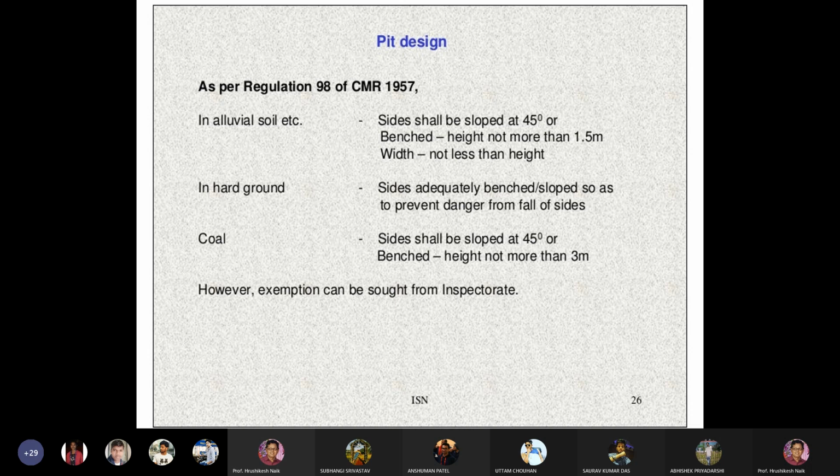If it is hard ground mining, sides must be adequately benched or sloped so as to prevent danger from fall of sides. If it is a coal deposit, sides shall be sloped at 45 degrees or benched, height not more than 3 meters. Coal is comparatively a soft material compared to hard ground such as iron ore deposits. However, exemption can be sought from the Inspector of Mines, Director General Mine Safety.